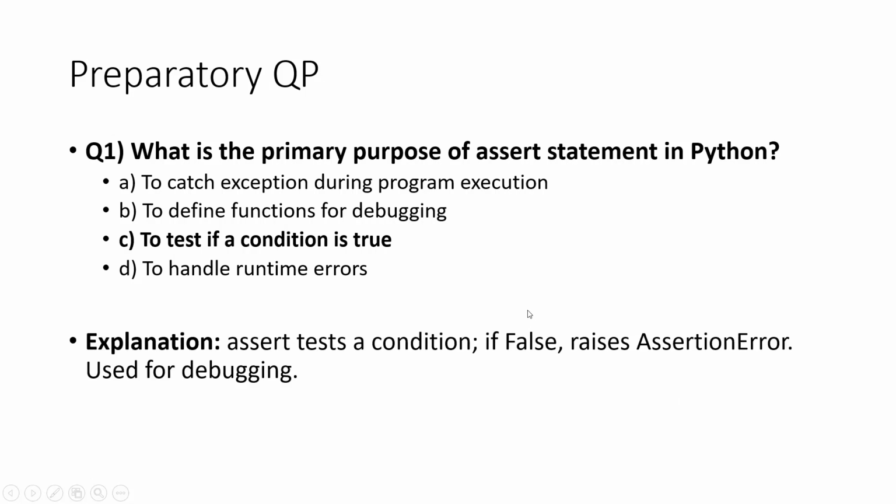If the condition is false, it will raise an exception. That means it catches the exception. So the explanation is: assert tests a condition, and if false, raises an assertion error. If it is true, it will continue executing the program. That means there is no error.